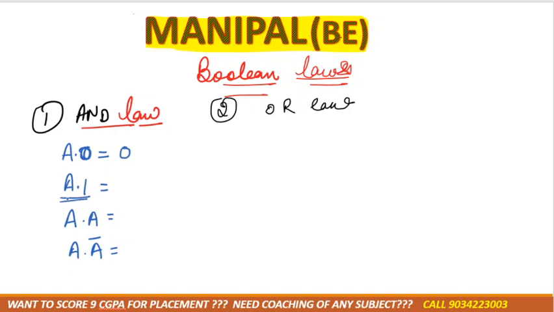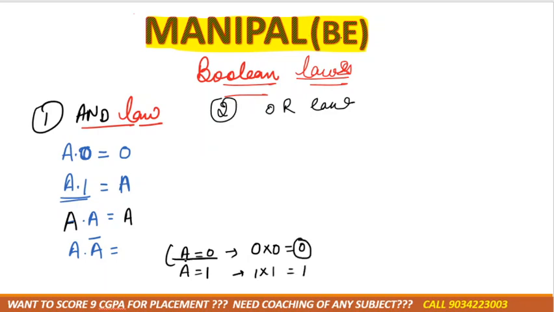Now next, tell me A dot 1 is how much? A, because 1 multiplied with any term will result in the same term. Now tell me A dot A is how much? A dot A is A. How does it become A? Either the value of A is equal to 0 or the value of A is equal to 1, right? So 0 multiplied by 0 is 0, and 1 multiplied by 1 is 1 only. So whatever value of A you are multiplying, that would be the same value. So that's why A dot A is A.